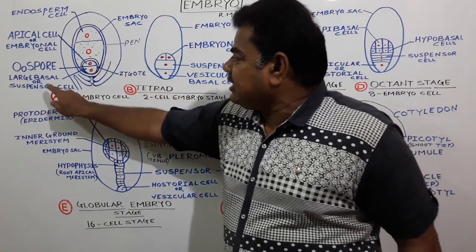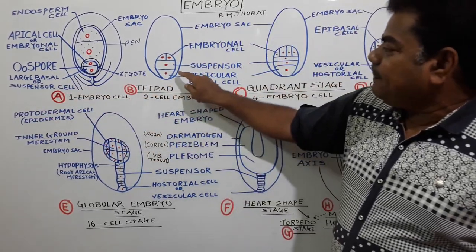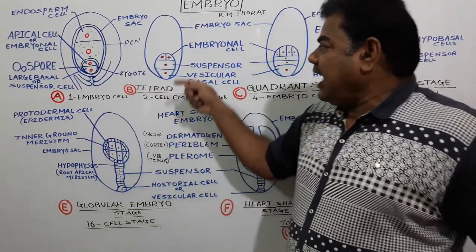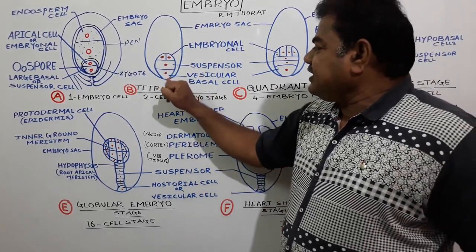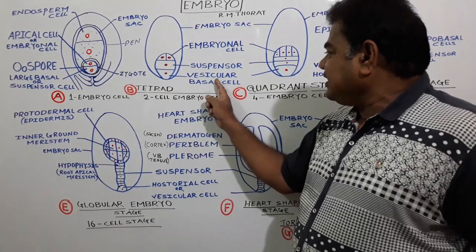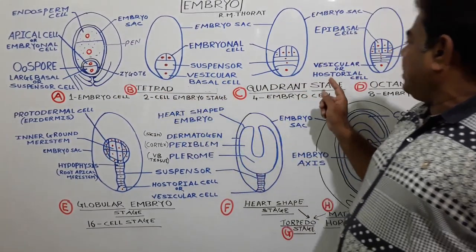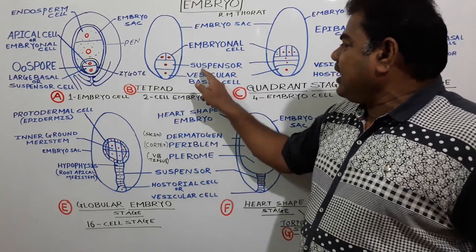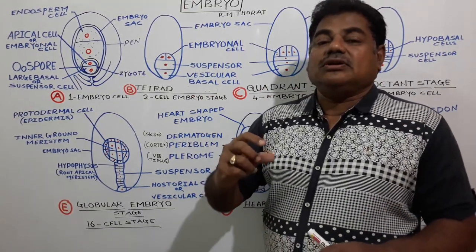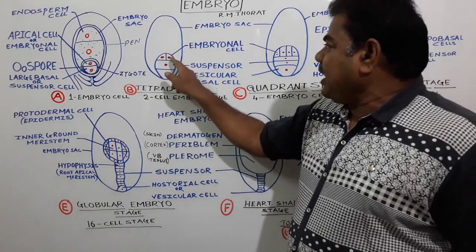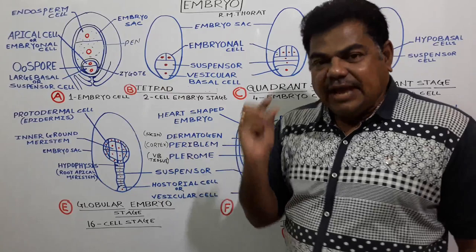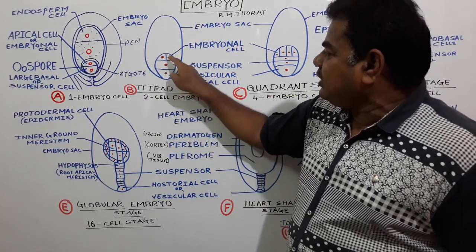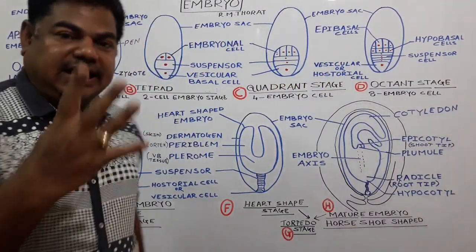There is a lower cell, which we call the large basal cell or suspensor cell. This large basal or suspensor cell divides transversely, and two cell formation takes place. The cell facing towards the micropyle we call the vesicular basal cell, also known as the haustorial cell. And the cell facing towards the chalazal end is known as the suspensor cell, from which suspensor formation takes place in the future. And these are the two embryonal cells in this sac, which we call the embryo sac. This stage is the two cell embryo stage, and this structure, 1, 2, 3, 4, is known as a tetrad. Tetrad means four.